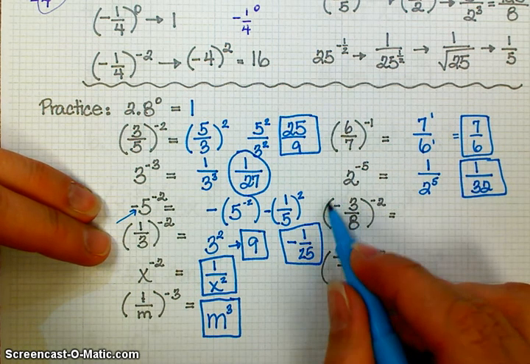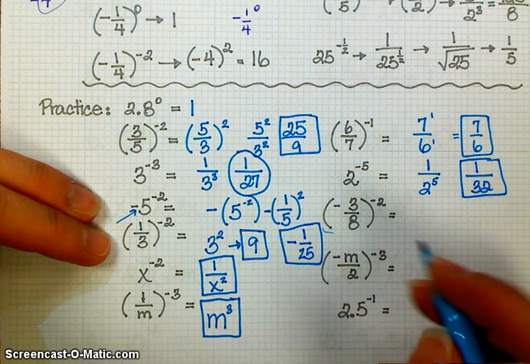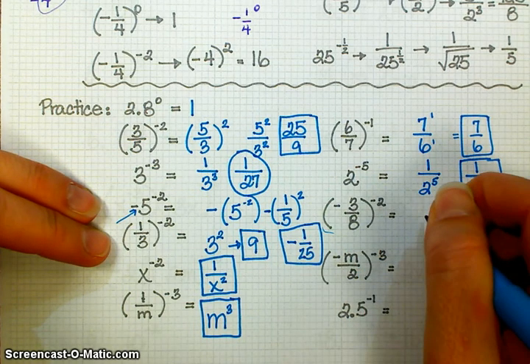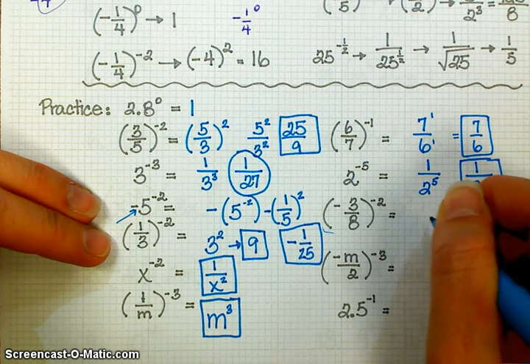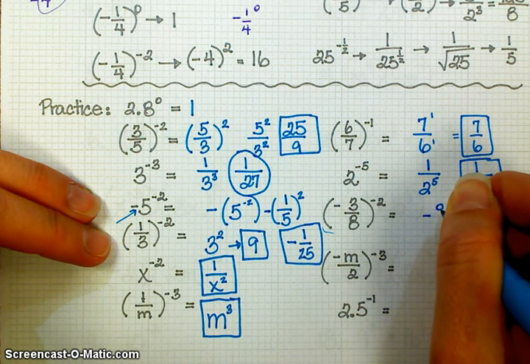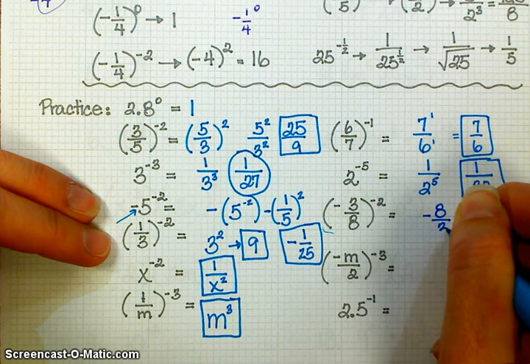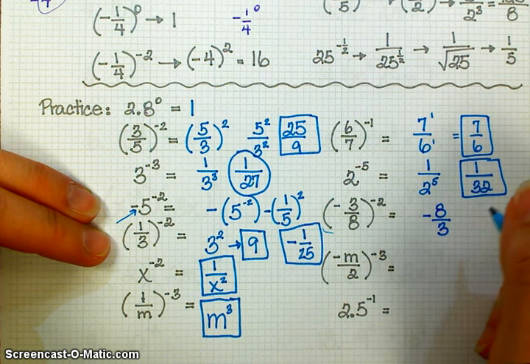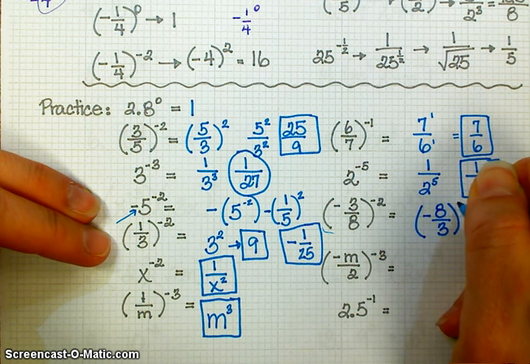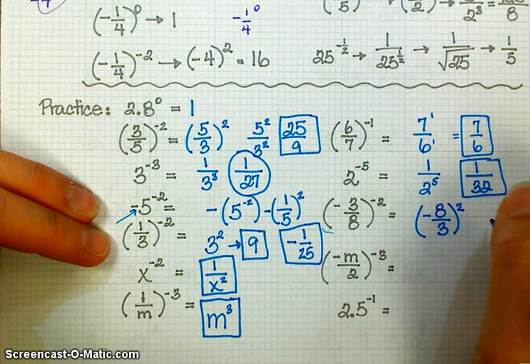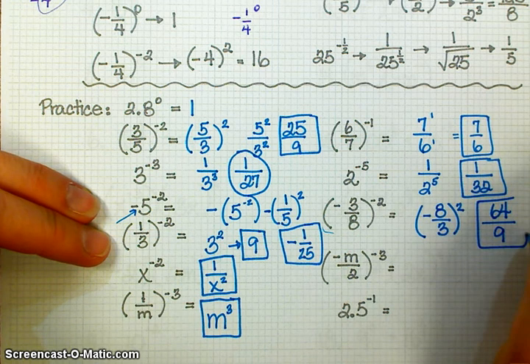Here, we have the negative inside the parentheses. So we're going to say, get rid of this negative part of the exponent by flipping the fraction. So now it's negative 8/3 squared. But negative 8 times negative 8 is a positive 64. 3 times 3 is 9. So there's your final answer.